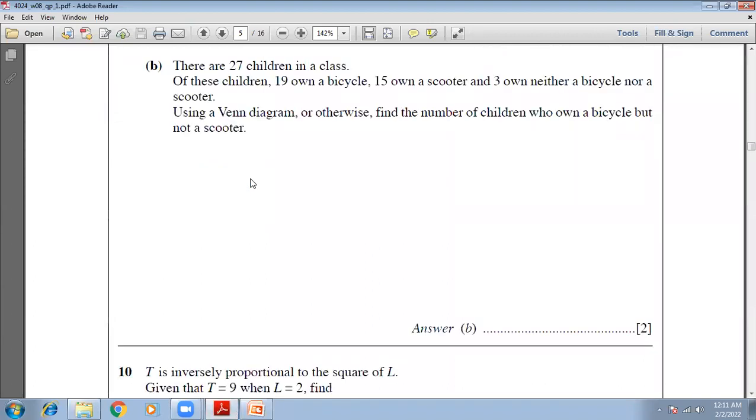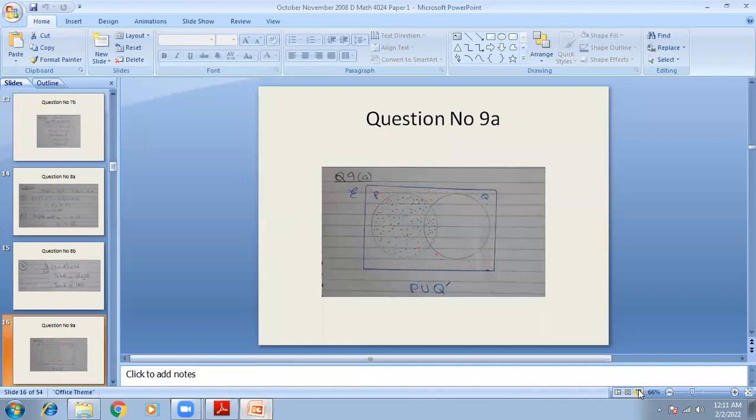There are 27 children in a class. Of these children, 19 own a bicycle, 15 own a scooter, and 3 own neither a bicycle nor a scooter. Using a Venn diagram or otherwise, find the number of children who own a bicycle but not a scooter. So let me show you how I have done this.